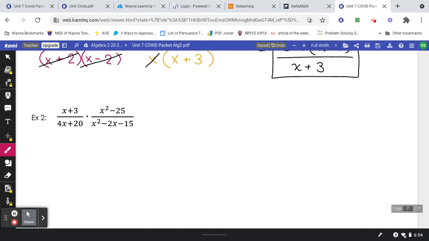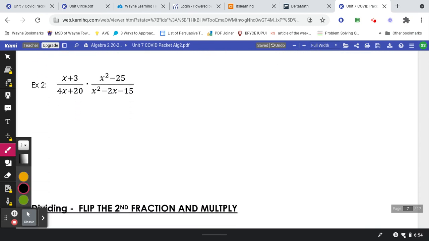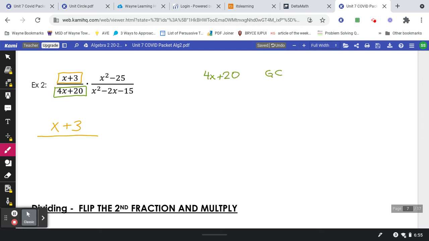Okay, for the next problem, example number 2, we're going to do the same thing. We're going to start with this x plus 3. That one, because it's not an x squared and I don't see they have numbers in common, there's actually nothing I can do there to simplify that, so I'll just leave it. The next part, 4x plus 20, is going to be a greatest common factor problem.